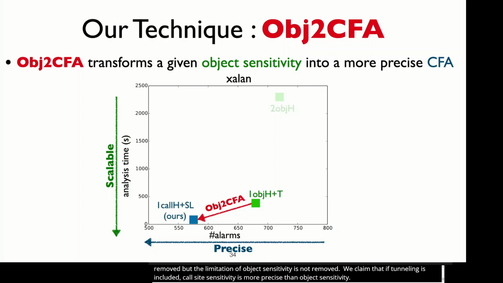To support our claim, we made a function, obj2CFA. Obj2CFA is a function that transforms a given object sensitivity with tunneling into a more precise call site sensitivity with tunneling.